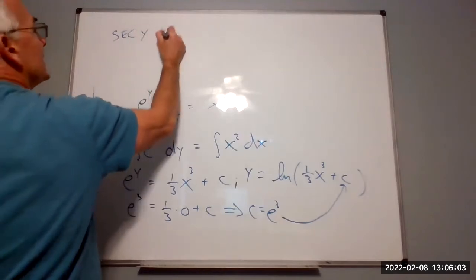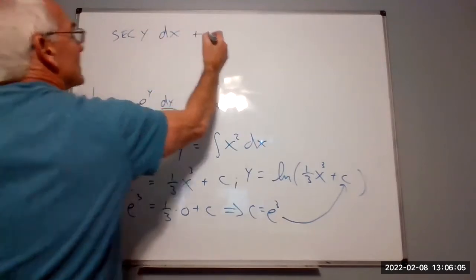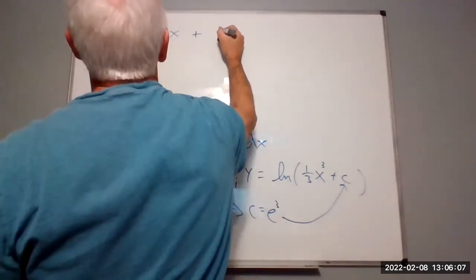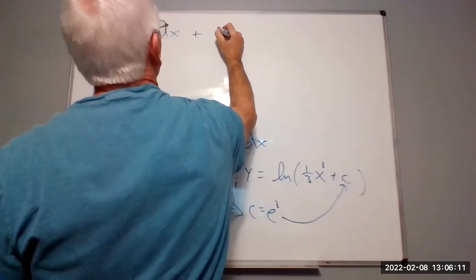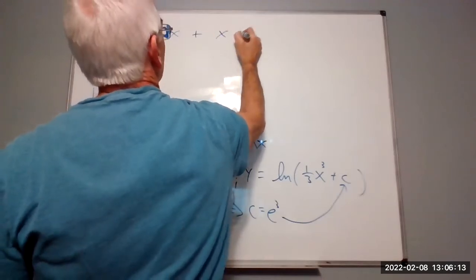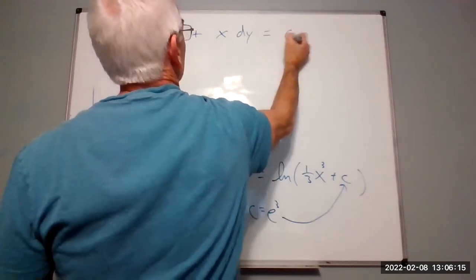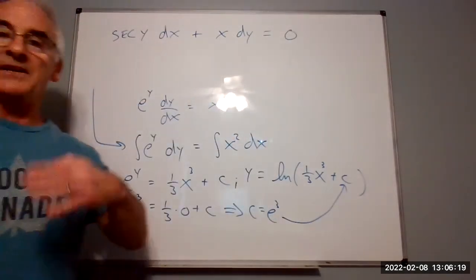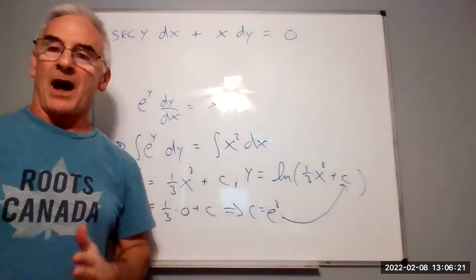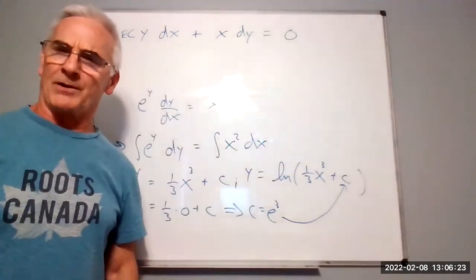Secant y dx plus, how about if I write x dy equals 0. Now this is a little different. I didn't write it in dy dx form. I've already got it sort of pulled apart.